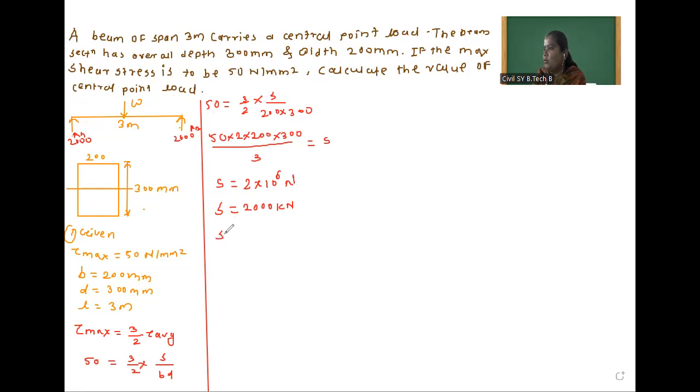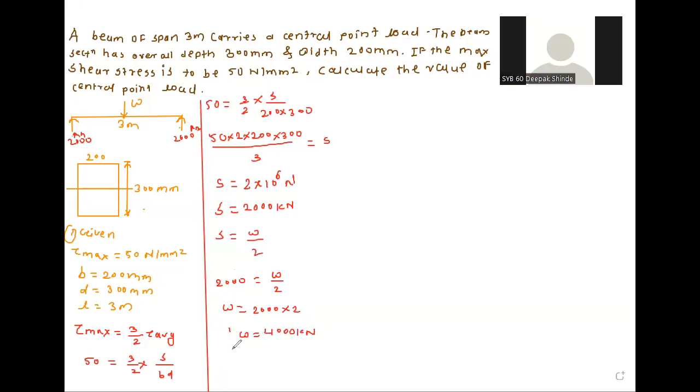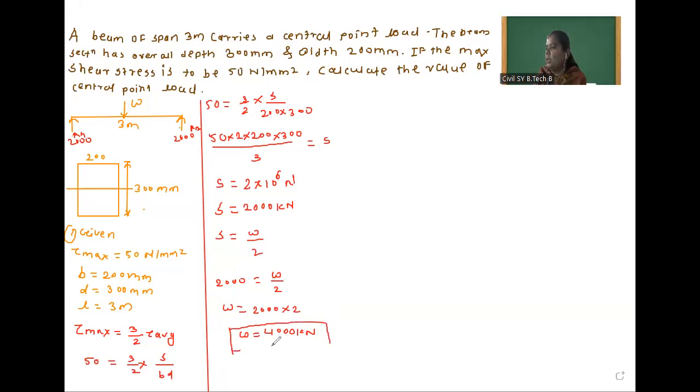So shear force is equal to W by 2. Okay. So shear force is 2000, which is equal to W by 2. So W is equal to 2000 into 2. So W is equal to 4000 kilonewton. So this is the value of load. That much load can be carried by this beam. So here W, and RA is W by 2, and here W by 2. So likewise, you have to solve these simple problems. Okay, take screenshot. So we will take next example.